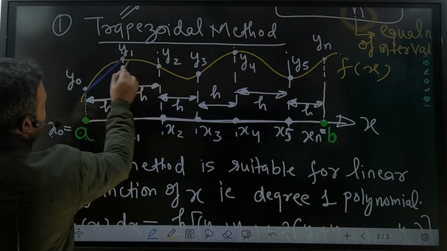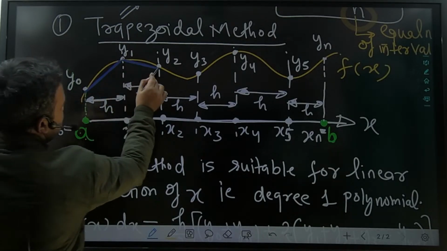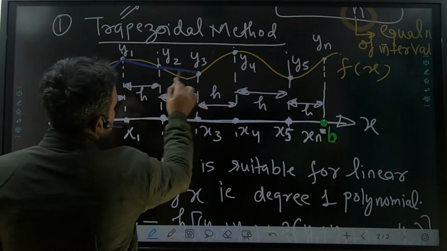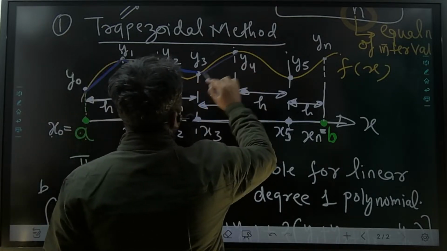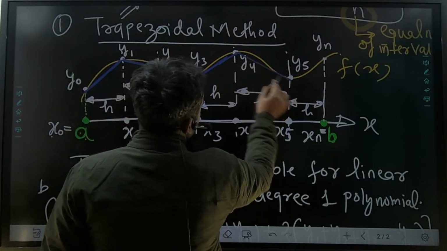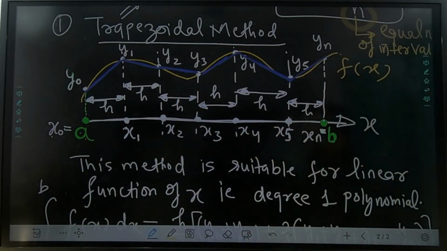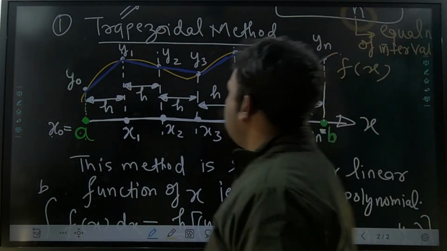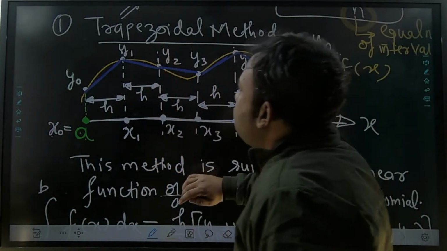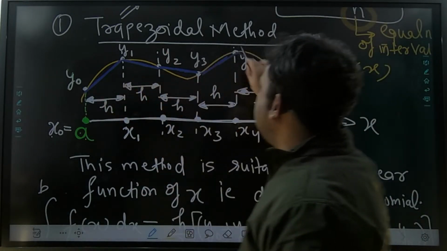Then y1 and y2 will be connected straight like this. Then y2 and y3 also straightly connect. Then y3 and y4 also straight connect. Simply for y4 and y5, right? Like this, y5 to yn. So basically the trapezoidal method involves connecting 2 points by a straight line, because this is applicable for a linear function of x. Linear function of x means a straight line only.